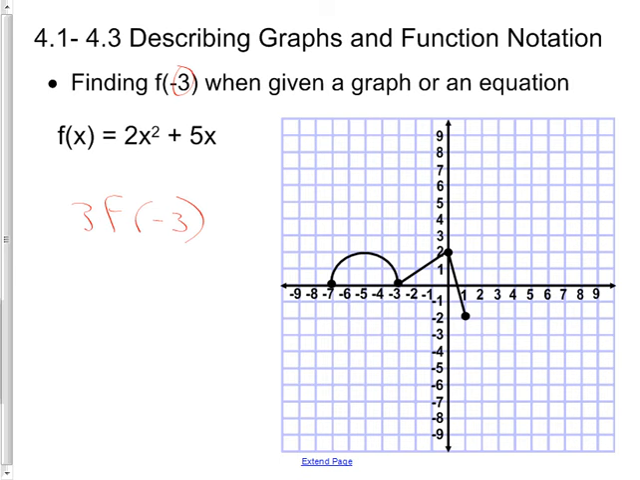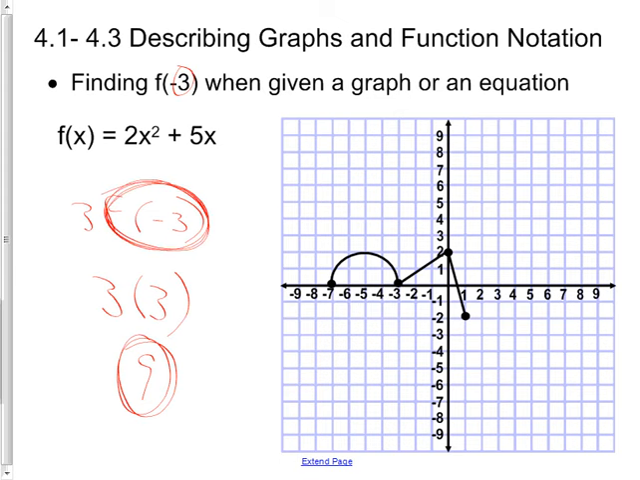What was f of negative 3 again? 3. And so now it's 3 times, replace this whole thing with what? 3. So the answer is 9. You get that? Okay, so notice when you're doing this, you start by figuring this out, and then you do this other thing to it.